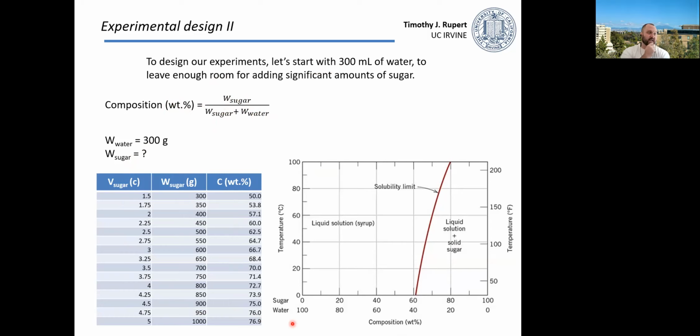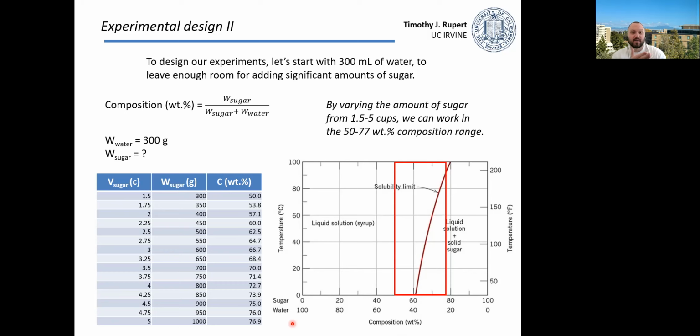So in this case, what I did is I varied the volume of the sugar from 1.5 cups to 5 cups. That wasn't totally random. That marks out this red region right here. So it marks out a bunch of places where you cross or could potentially cross that phase boundary that we're interested in studying, okay? So it lets us move in the 50 to 77% composition range on that phase diagram.